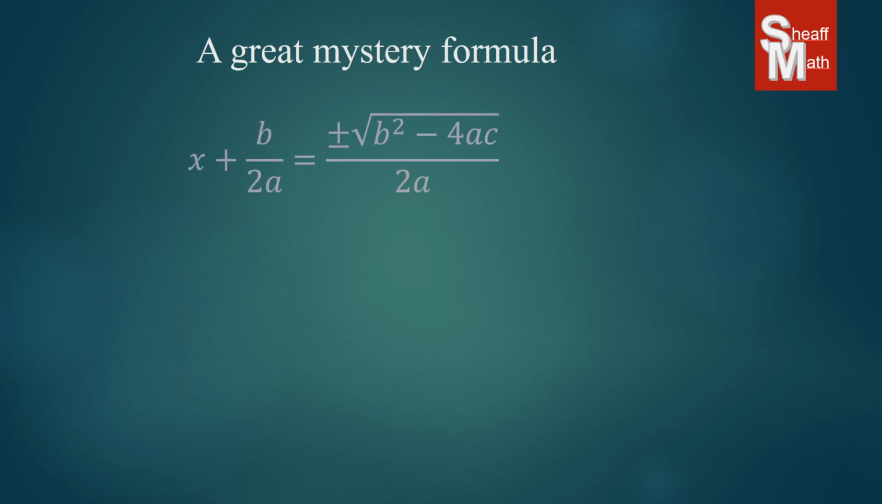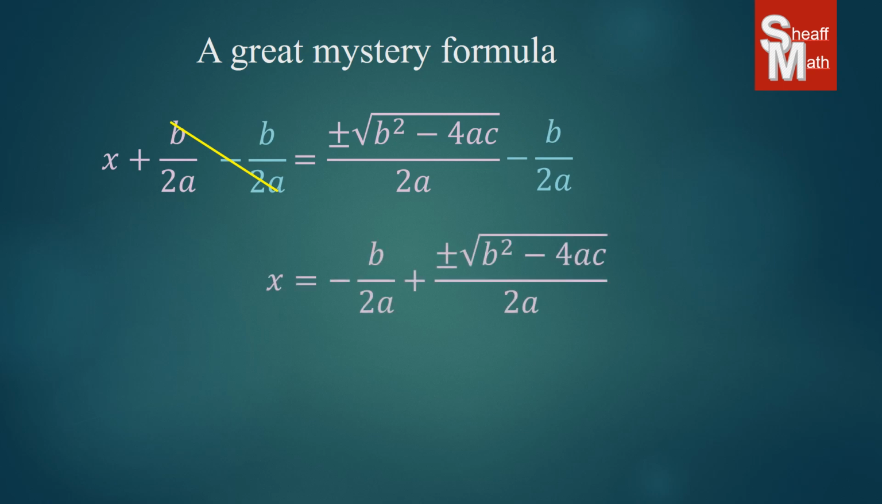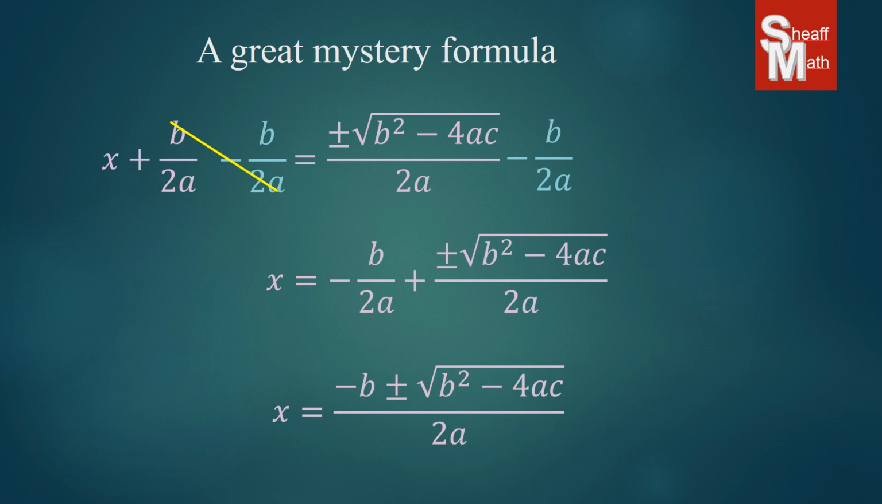And what we're going to do is get rid of the plus b over 2a. So I'll subtract that on both sides, canceling that out, and I'm left with x by itself equals this whole stuff. Now, I rearranged the negative b over 2a on the left-hand side. And if you notice, these two fractions have the same denominator, so I can actually combine them together. And this is what I get when I combine them together. I get x equals negative b plus or minus the square root of b squared minus 4ac all over 2a.